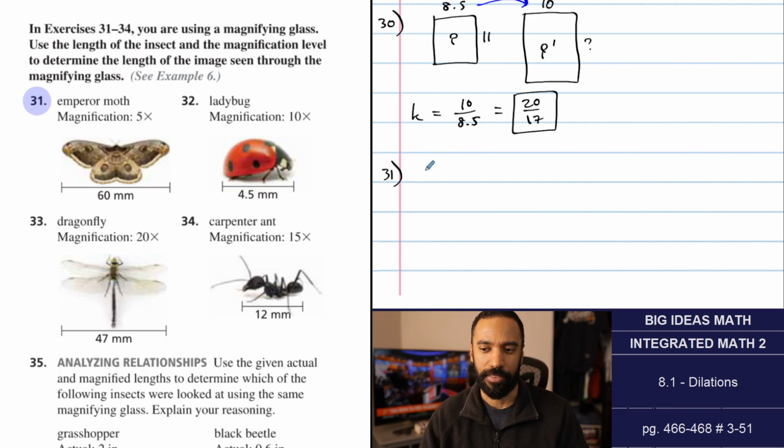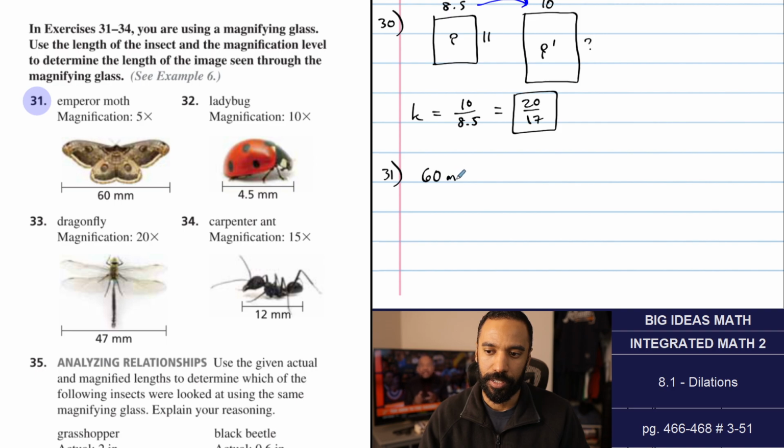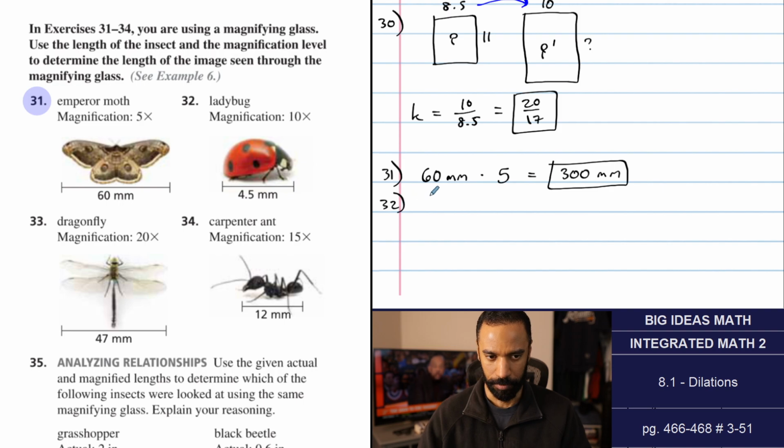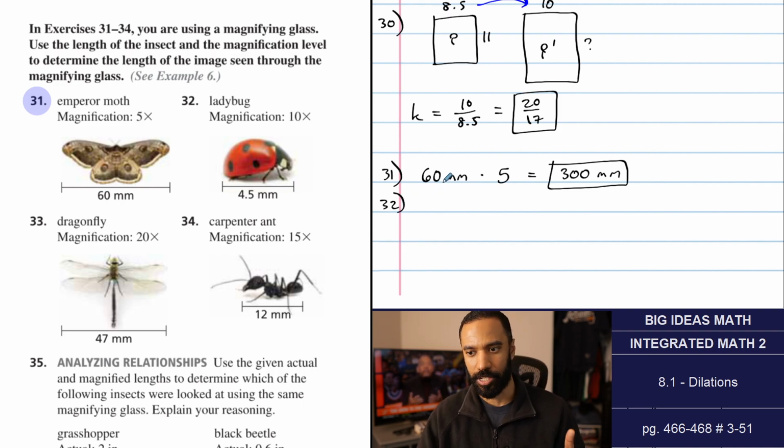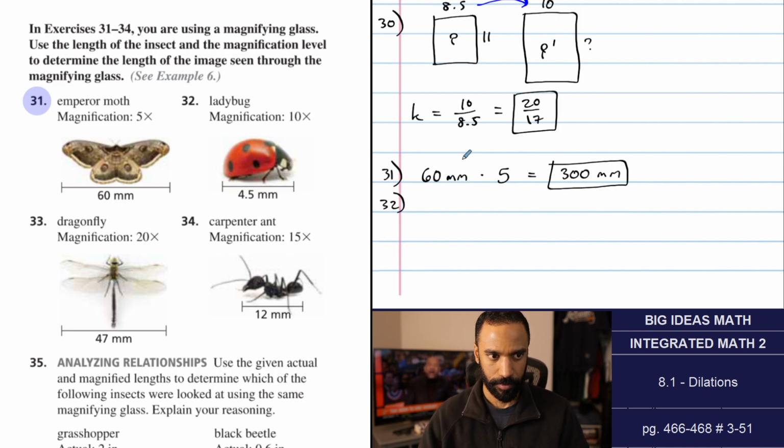This is the length of the insect. So for the first one, 60 millimeters times 5 times your K will give you 300 millimeters. That's all we're doing on these ones here. Unless they're tricking me. 32, magnification 10 times. Oh, I didn't see the thing, Emperor Moth. I totally did not see that.